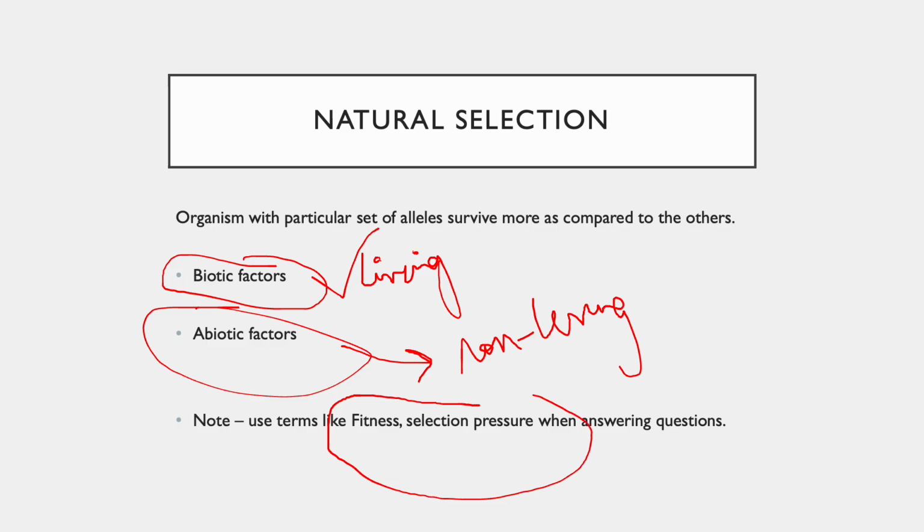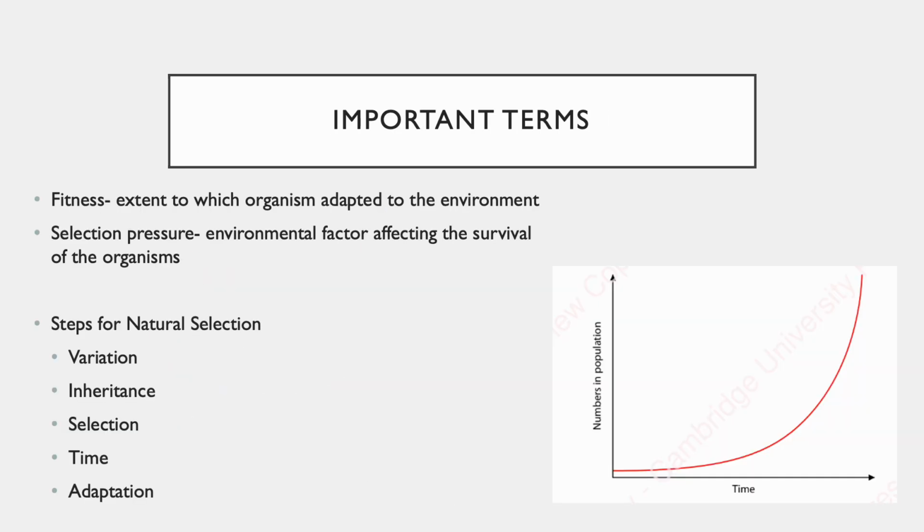When we move on to natural selection, the kind of questions which come to you, you are expected to answer those questions using terms such as biotic factors, abiotic factors as one set. The other set is using terms like fitness and selection pressure. So remember, when you are answering questions for selection and evolution, plan to use terms such as fitness and selection pressure. Now, what do these mean? So as I mentioned, when we are talking about natural selection, important terms such as fitness, selection pressure come into play a lot. And when we are talking about fitness, fitness refers to extent to which an organism gets adapted to the environment.